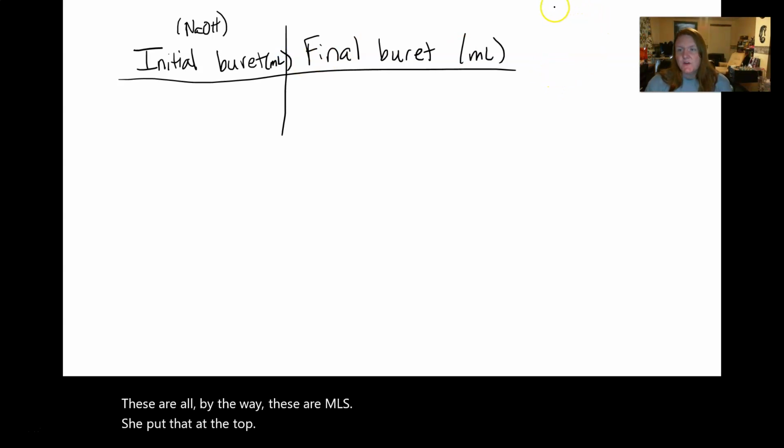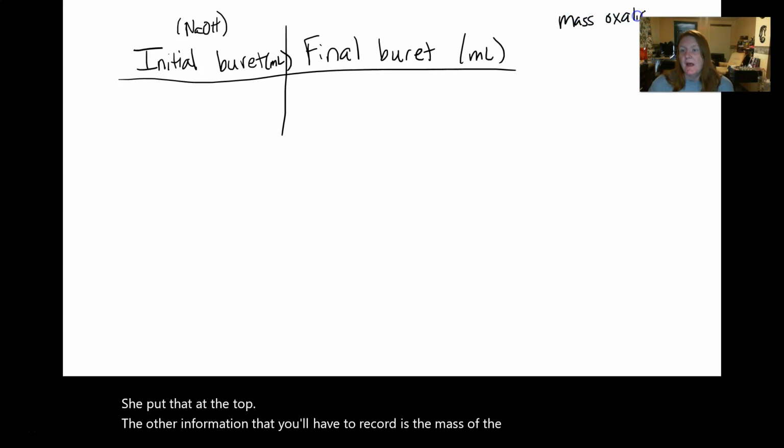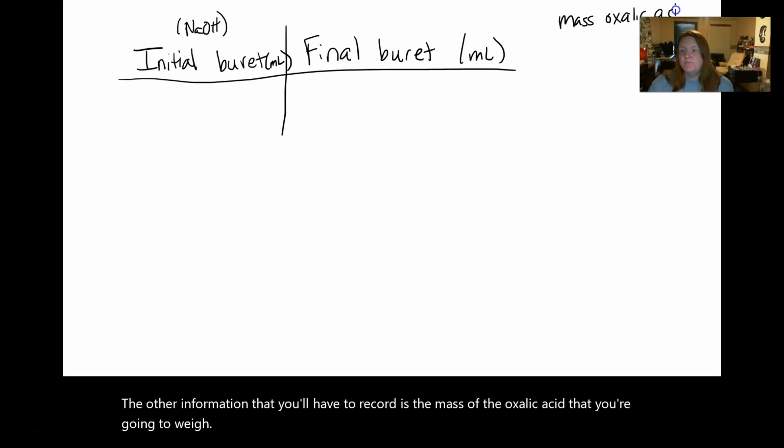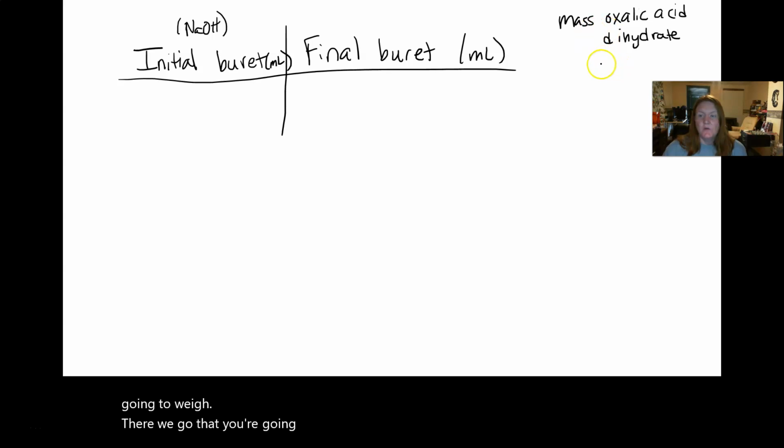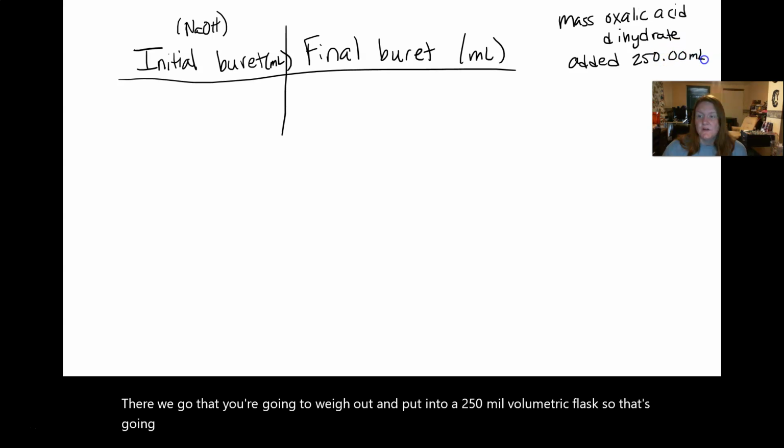The other information that you'll have to record is the mass of the oxalic acid that you're going to weigh out and put into a 250 ml volumetric flask. So that's going to also have a lot of significant digits because it's a volumetric piece of glassware.